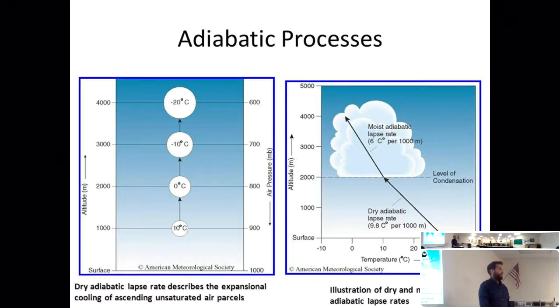Number 13 is kind of a restating, but why is there a numerical difference? It's because of the condensation, the release of latent heat. So the WALR is about 6 degrees per 1,000 meters cooling off, and the DALR is about 10 degrees per 1,000 meters. Okay.